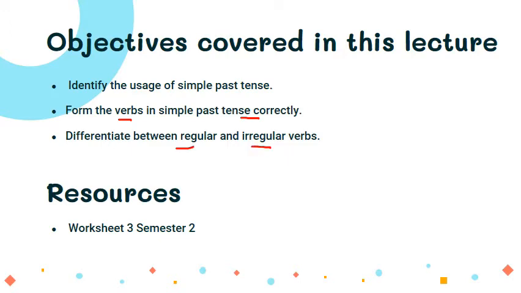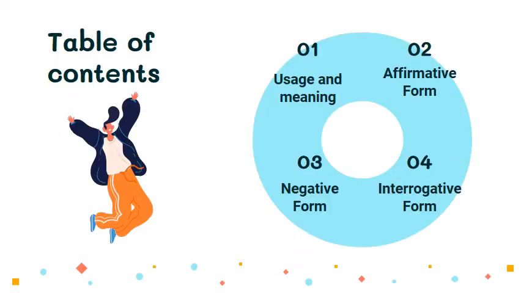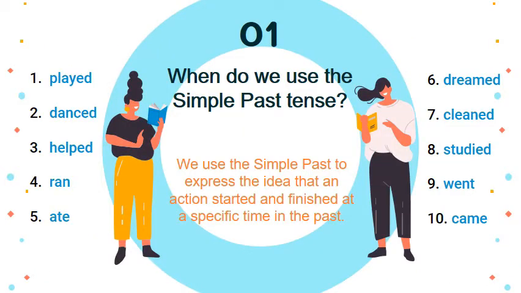Now, this lesson cannot be found in your practice books, so you have to refer to worksheet number 3 that is uploaded on the application. So first we have usage and the meaning, and then the affirmative form, and then the negative form, and then the interrogative form, just like the present tense. So what do we have here? When do we use the simple past tense?